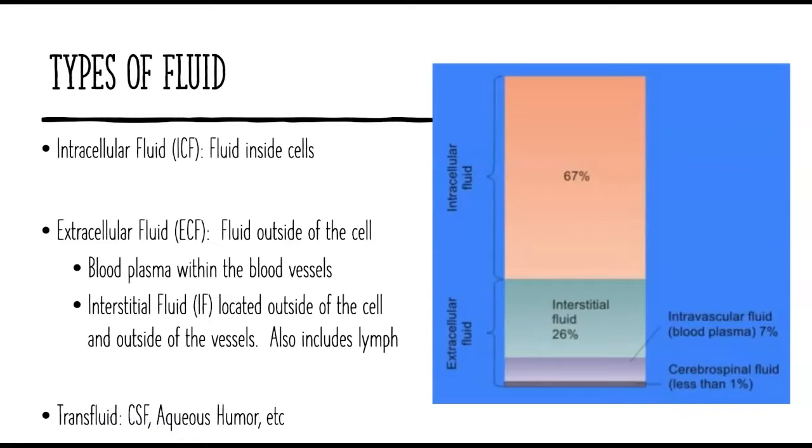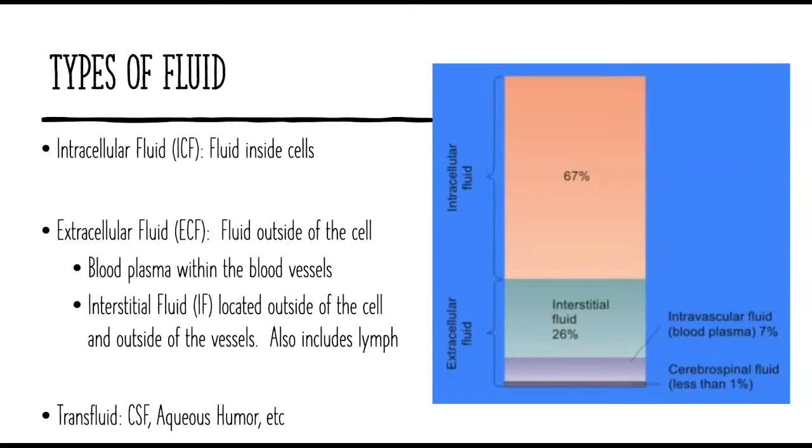So there's basically three different compartments. Really, there's only two that we're concerned about, but we throw that third one in there just as a reminder. The first is going to be the intracellular fluid, or the ICF. This is all of the fluid that is found inside of our cells, mixed in as the cytoplasm. It is the biggest compartment, or holder of fluid, in our body. 67% of all fluid is found inside of our cells.